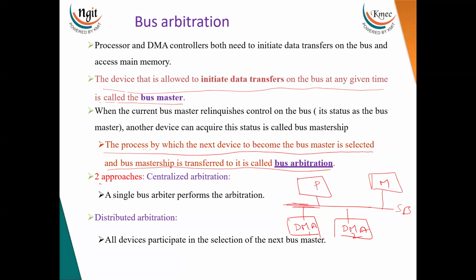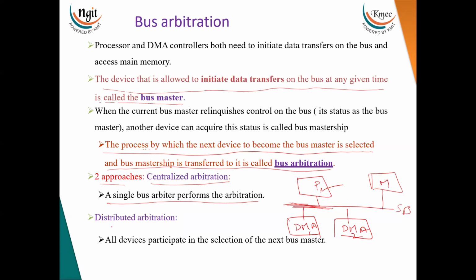Now here two approaches are there. One is centralized arbitration. In this, a single bus arbiter performs the arbitration. If we take the simple bus, in this bus generally the processor is having the control of the bus, so the processor will decide which device should get the mastership. That is called the centralized. So here the arbiter is the processor, which will decide who is going to be the master.